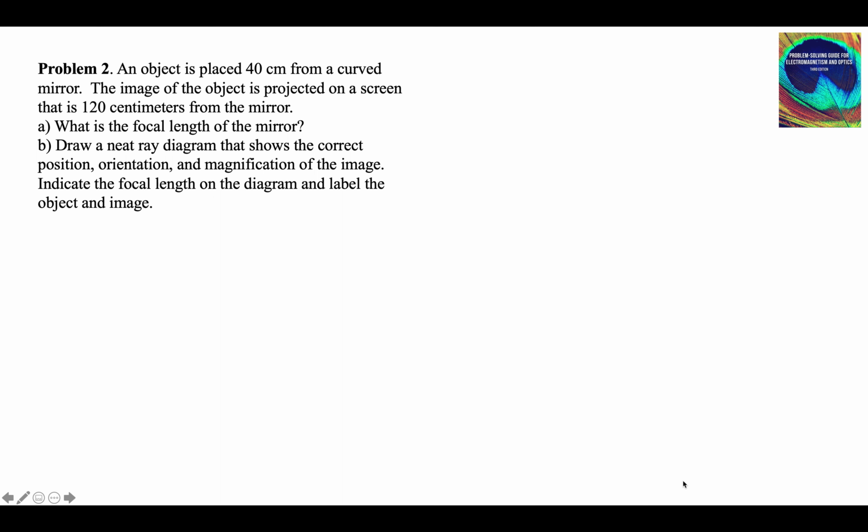Draw a neat ray diagram that shows the correct position, orientation, and magnification of the image. Indicate the focal length on the diagram and label the object and the image.